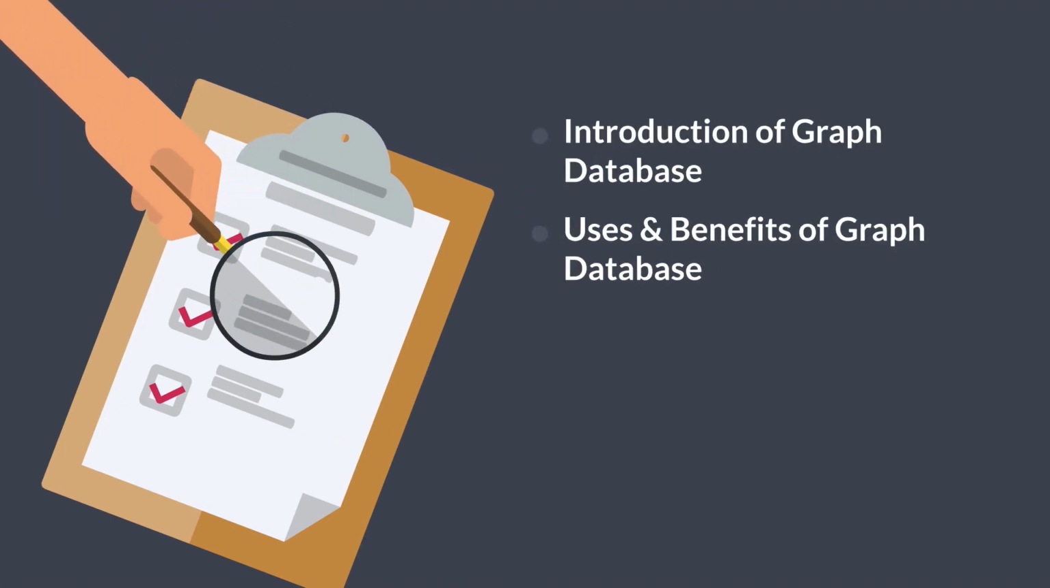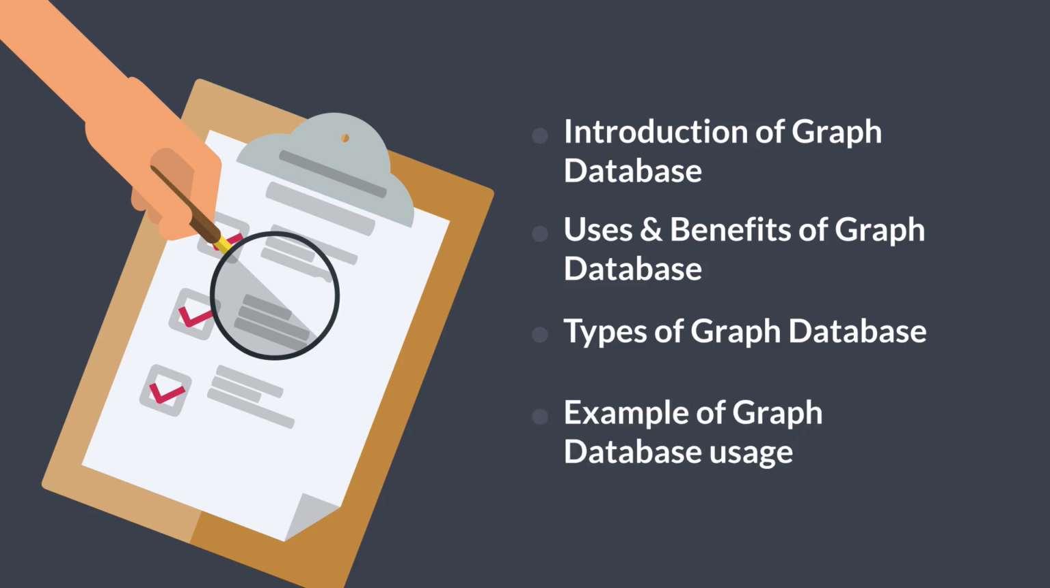Summary for the day. We introduced what a graph database is. What are the benefits and uses of graph databases? How different types of graph databases work, such as property graph, hypergraph and Triplestore, and an example of graph database usage.